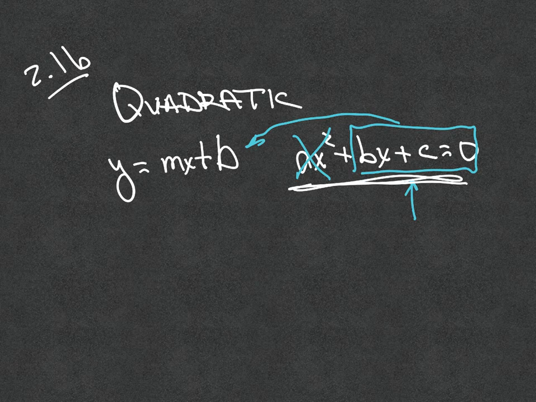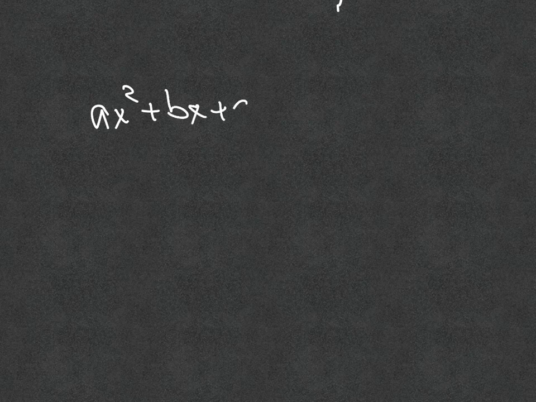So all that to say, this form right here, ax squared plus bx plus c equals 0, is the standard form for quadratic equations, which means when we are doing quadratic equations, we are going to try to get them in this form right here. Ax squared plus bx plus c equals 0. The a, the b, and the c are numbers. They're constants. The x squared and the x will remain there.